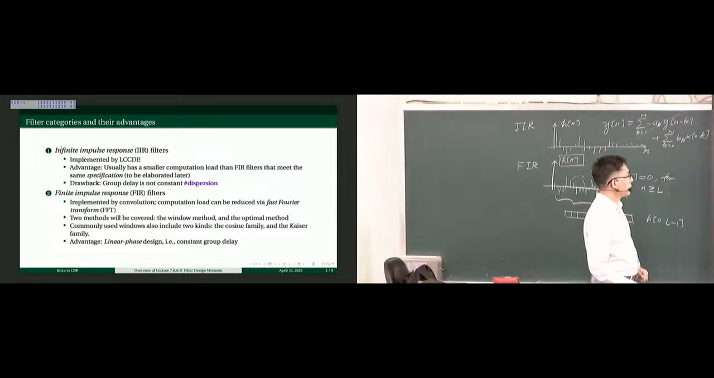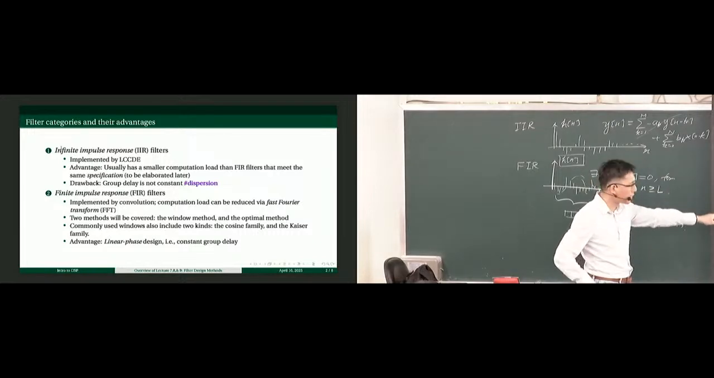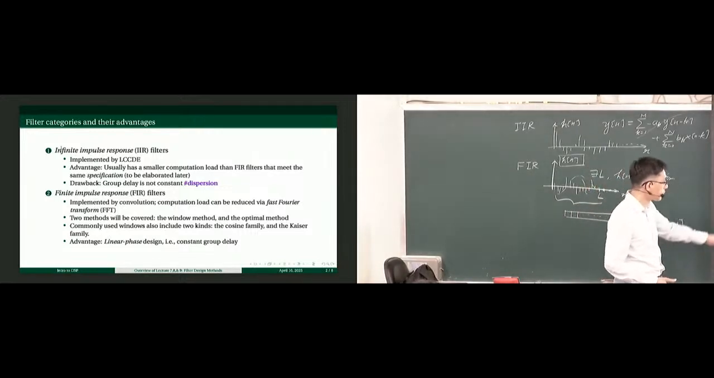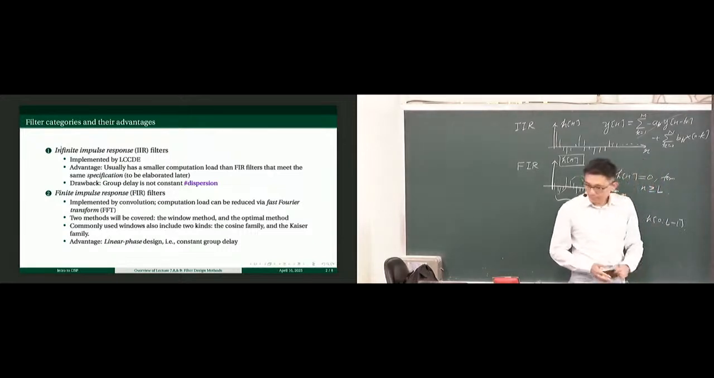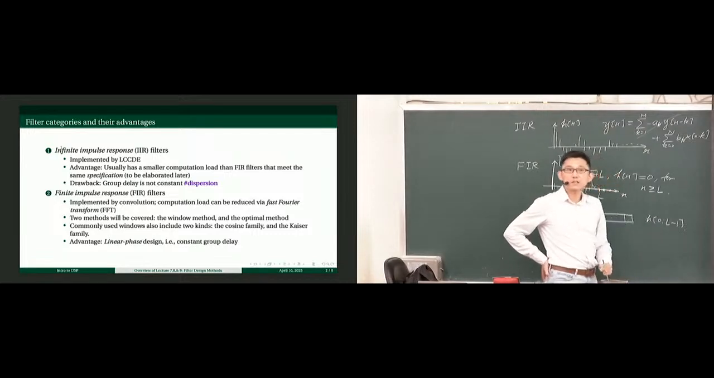All right. So drawback, we covered the advantage, computation load: IIR yes, FIR maybe not so good. Drawback, group delay: FIR good, IIR not so good. So that's a short list of comparisons. Any comment? Emma, yeah.